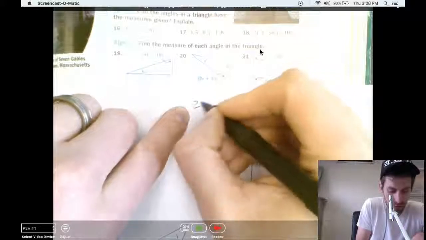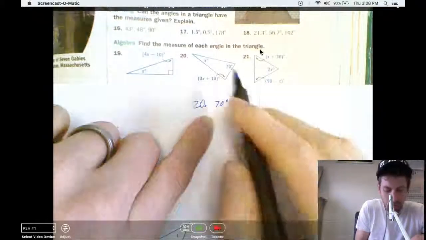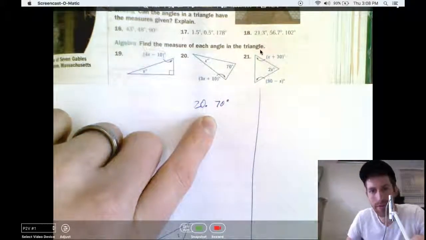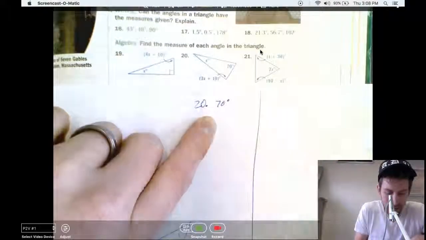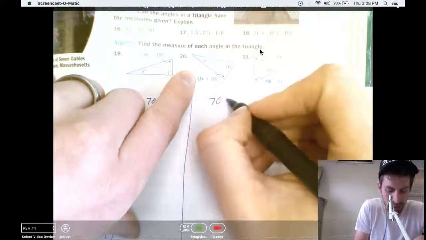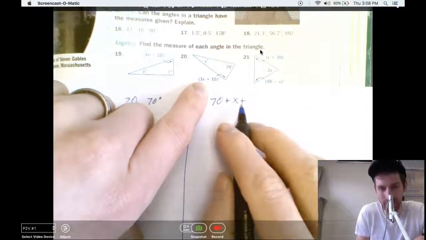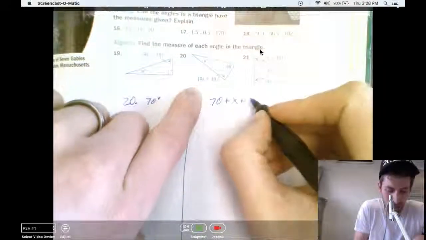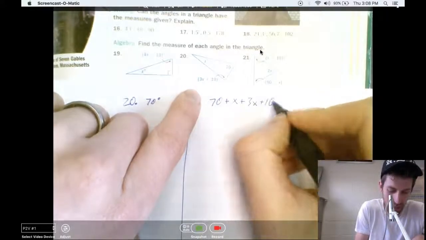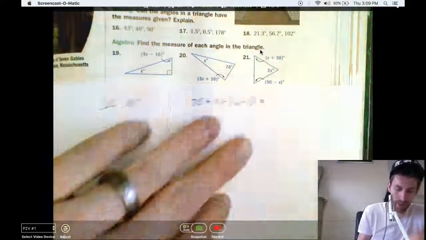If I was answering this, I'd put number 20, and I would say 70 degrees, because that's that one, it tells it to us. Now, in my work side over here, I'm going to set up an equation: 70 plus x plus, and I don't have to put parentheses because it's a plus, 3x plus 10, all adds up to what? To 180.